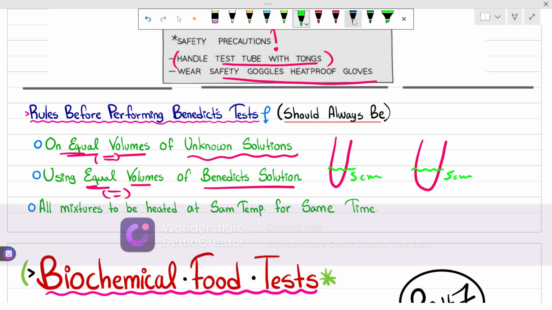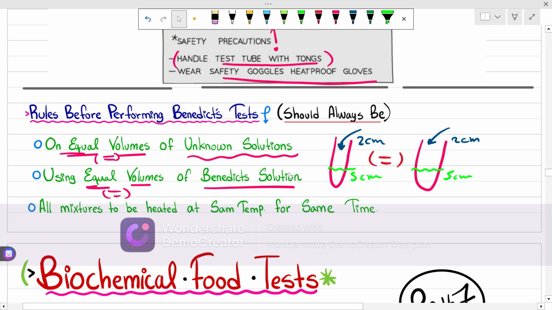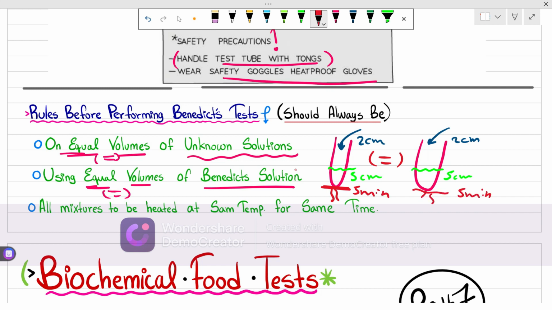And the Benedict's solution volume should also be the same. So if it's 2 centimeter here, it should be 2 centimeter here. Both must be equal. All mixtures are to be heated at the same temperature for the same time. If this one is heated for 5 minutes, this one should also be heated for 5 minutes. If this one is heated at 30 degrees Celsius, this one should also be heated at 30 degrees Celsius. So same solution volume, same Benedict's solution volume, same time of heating, and same temperature of heating.